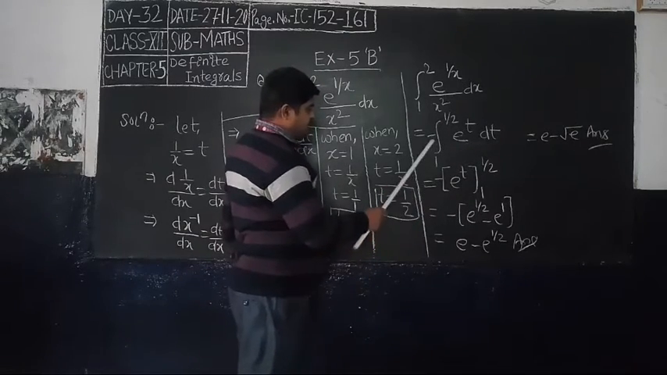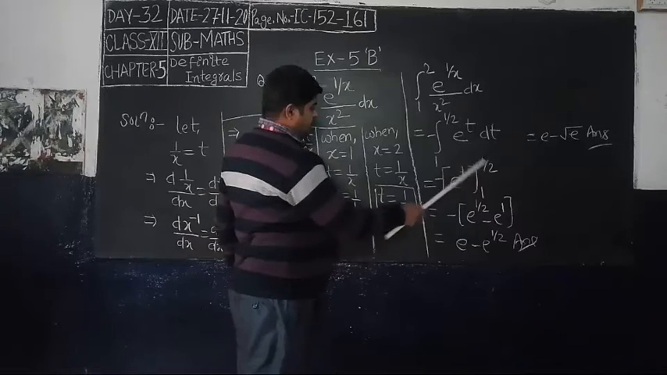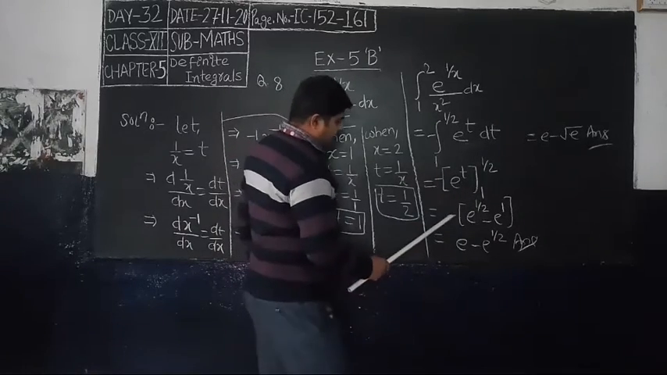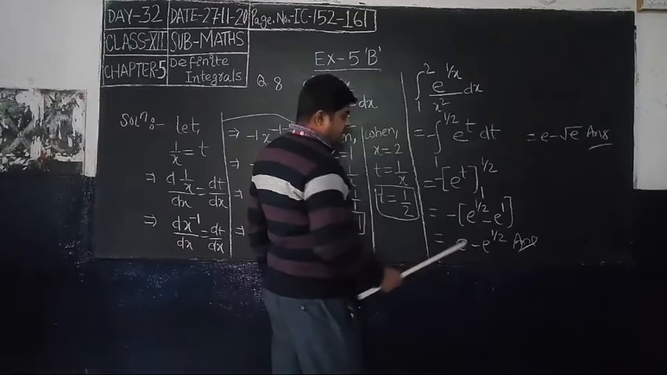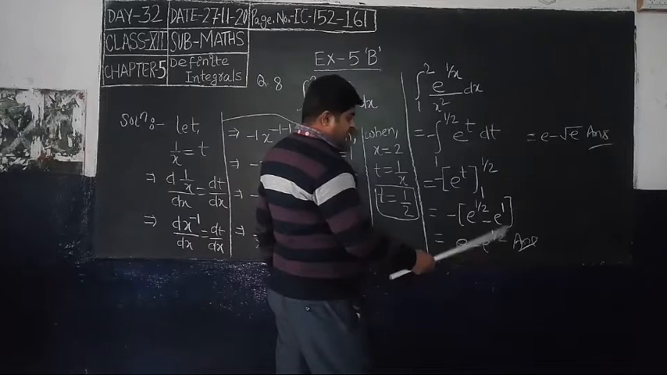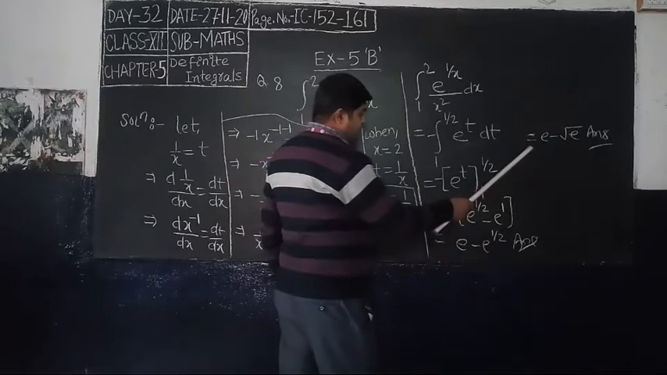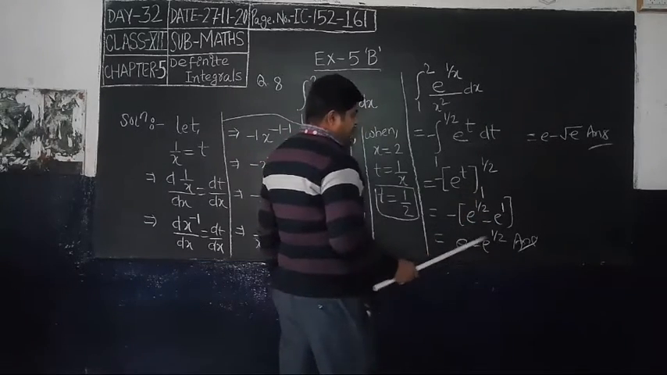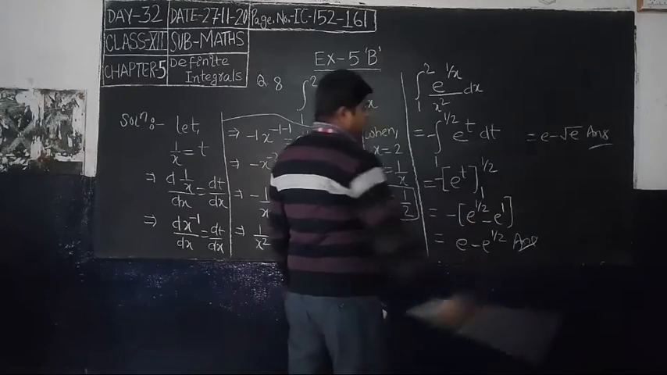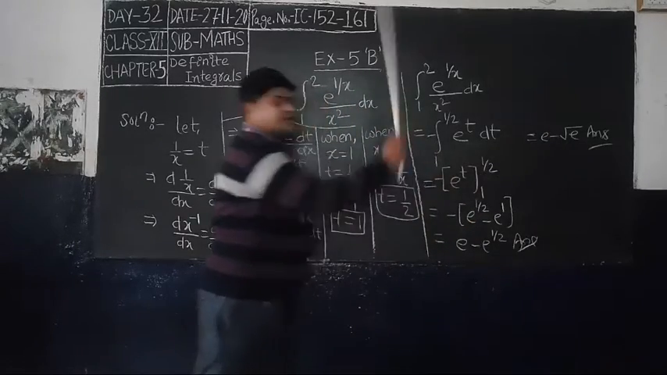This is with a minus sign: minus of e to the power half minus e to the power 1. So it becomes minus minus plus e to the power 1. That will give you simply e minus e to the power half. This is your answer, and you can also write e to the power half as under root e. So e minus under root e is your final answer.